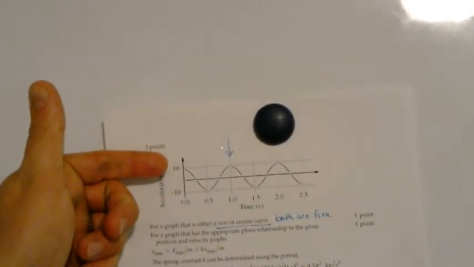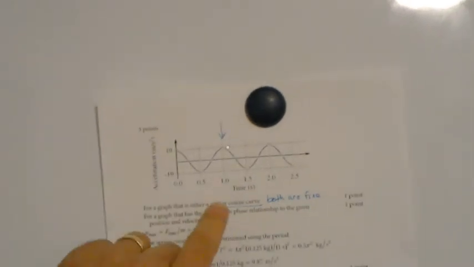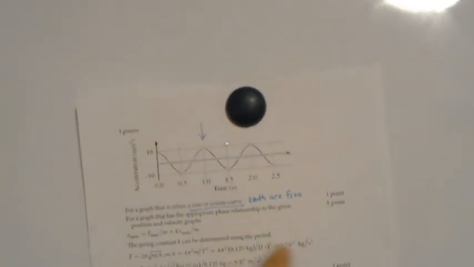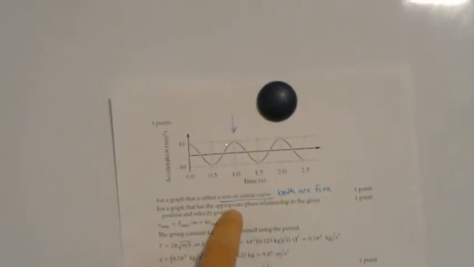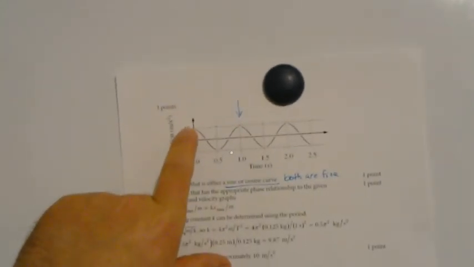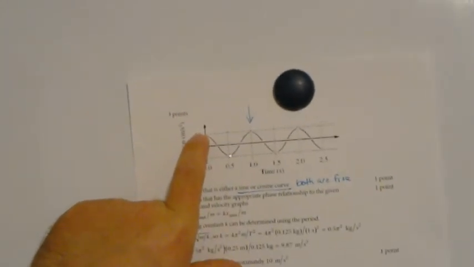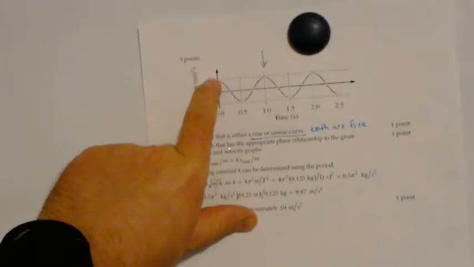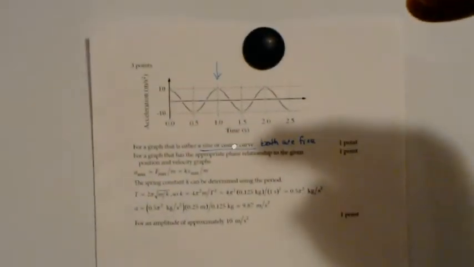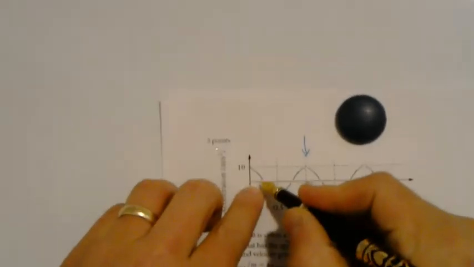And for the last one, acceleration has to be maximal. It could be -10 or +10. You can have a sine or cosine. You get a point. Have to have the right phase relationship. When acceleration is maximal, the position is also maximal, so it's at the maximum lowest position or the maximum highest. And when the acceleration is lowest, this is when your maximal velocity must occur.